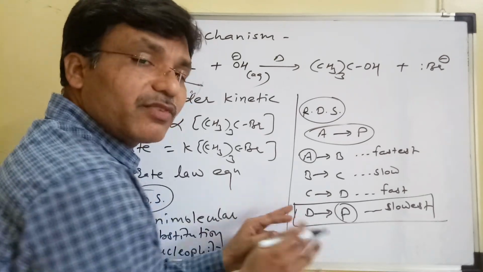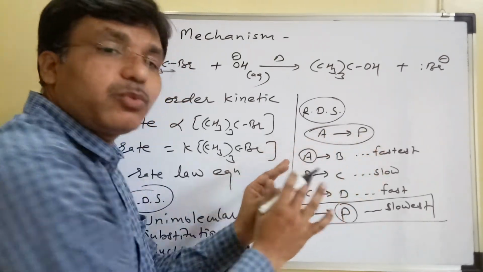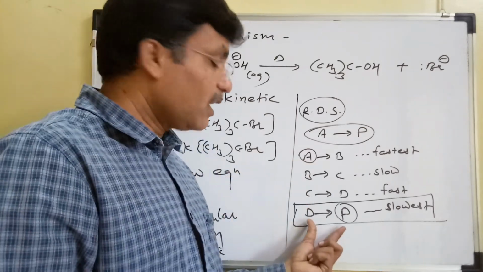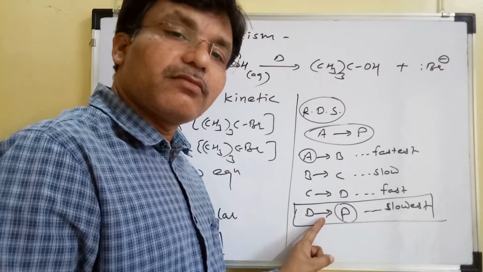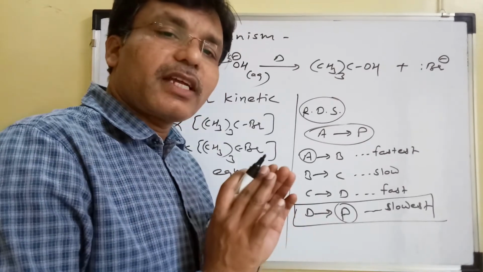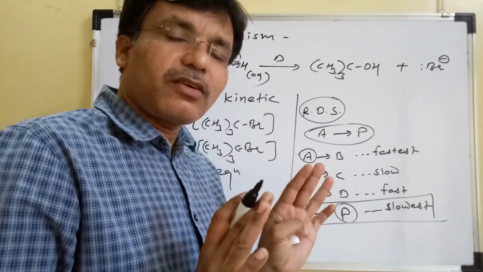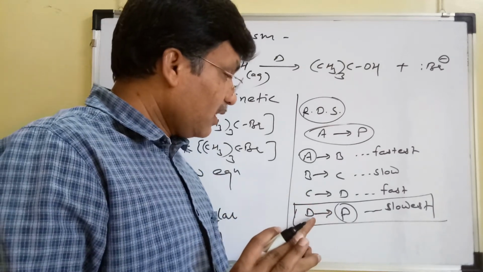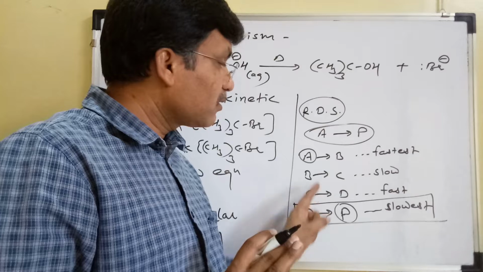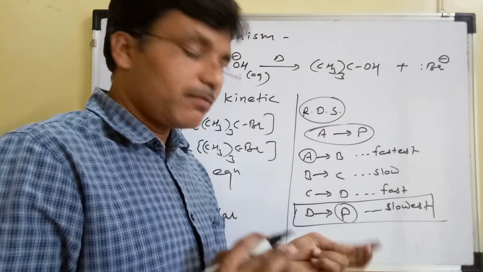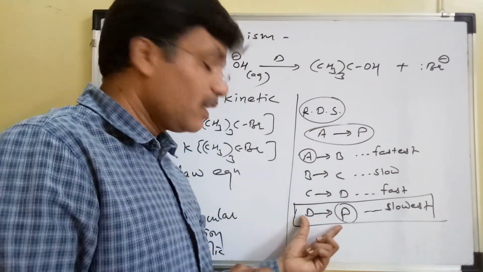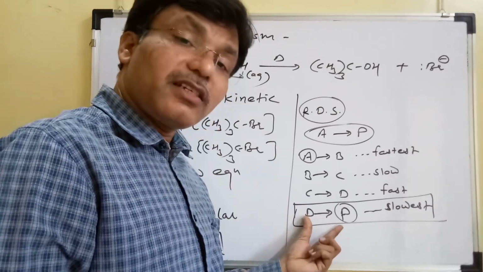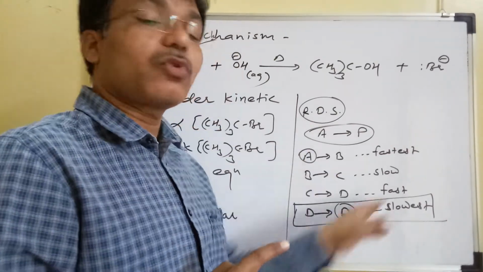Until this reaction finishes, the whole reaction will not stop. Once this reaction is stopped, then practically all reaction will be finished. All reaction will be stopped. That's why until this reaction is finished, the reaction will not stop. So its rate is the lowest. That means this is the reaction which determines the rate of the overall reaction.